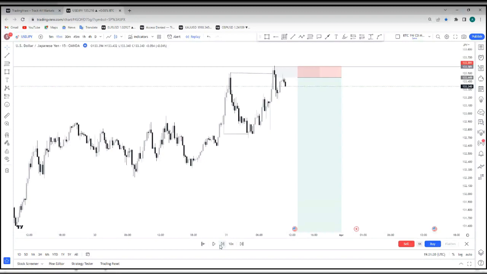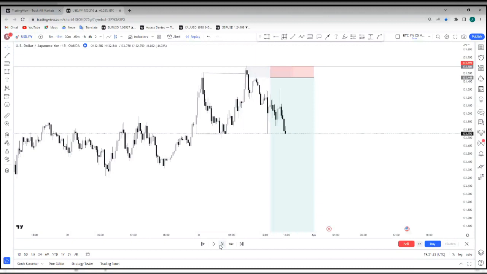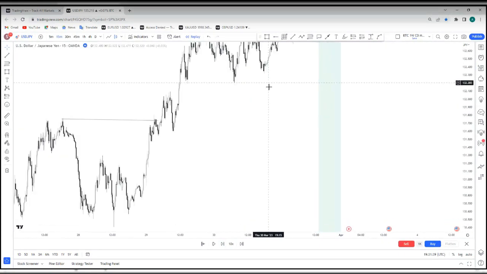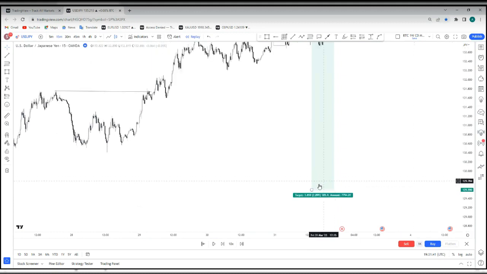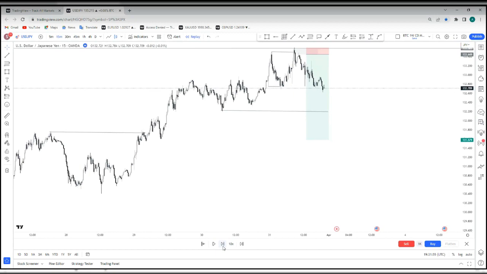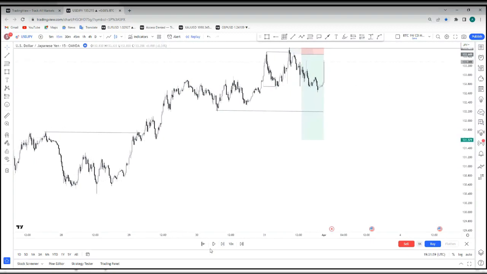Can you see? That's my entry. Can you see the way I waited for confirmation to pick my entry? So at least I'll be targeting this, not this full low. I won't lie to you, I'm an intra-day trader. So if I'm targeting, this will be my first take profit. Then this low will be my last take profit.